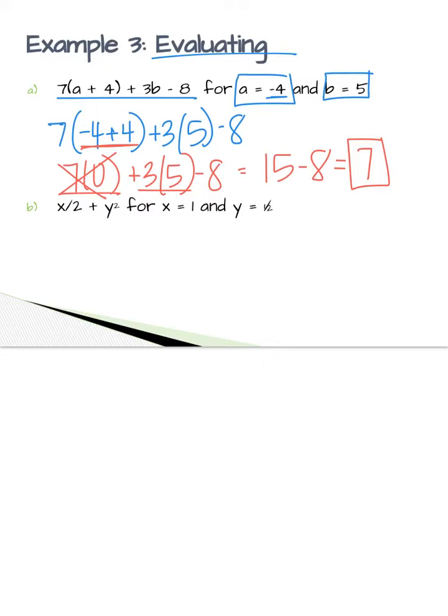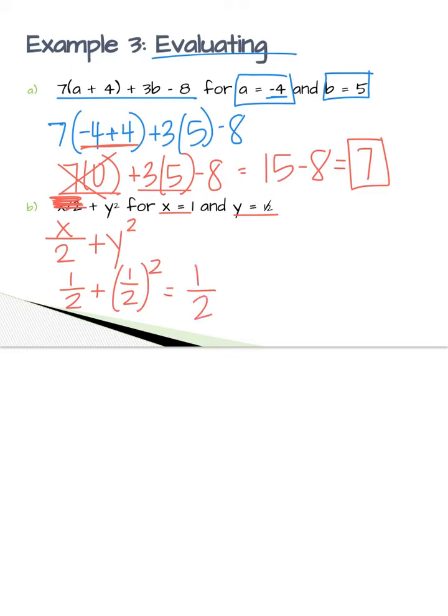Okay, B, I'm going to rewrite this because I don't like fractions written this way. That's going to be x over 2 plus y squared. And they're going to tell me that every time I see an x, I need to put 1, and everywhere I see a y, I need to put 1/2. So that's going to be 1 over 2 plus (1/2) squared. Well, that's 1/2, because I can't do anything with that.